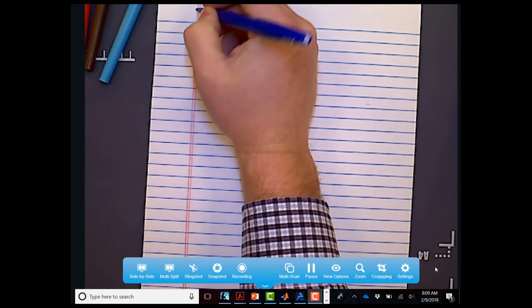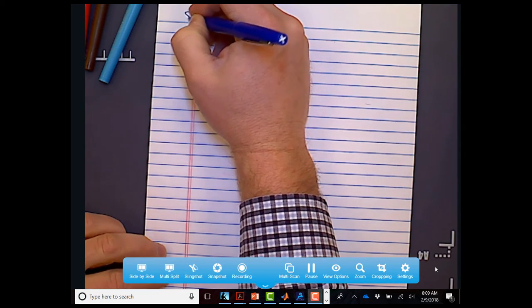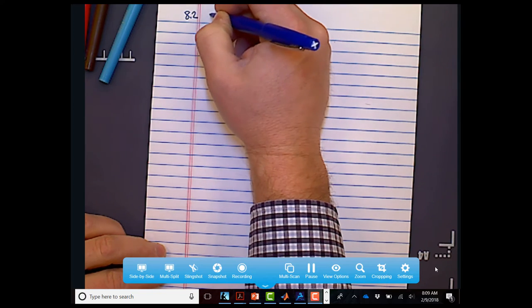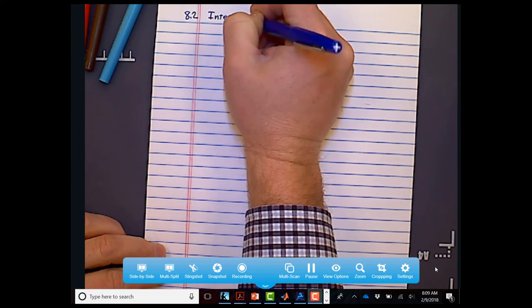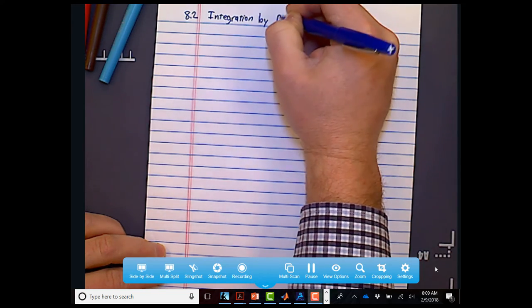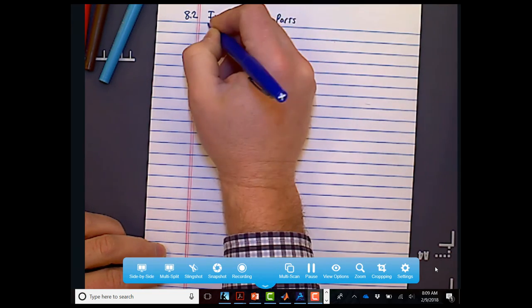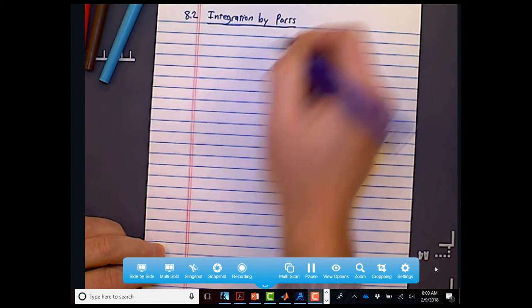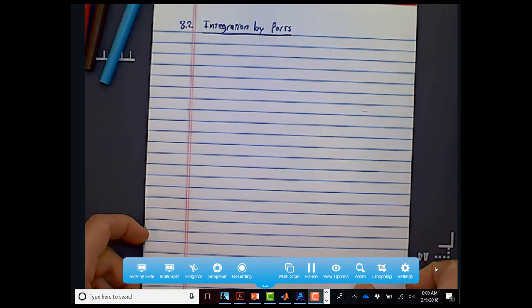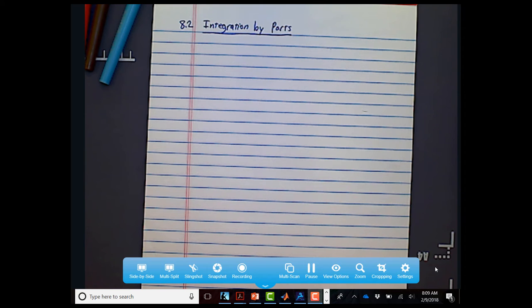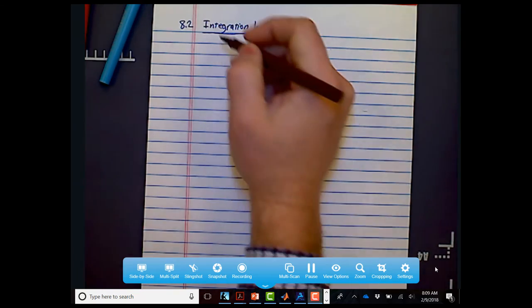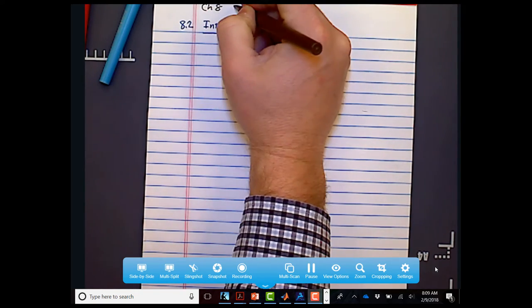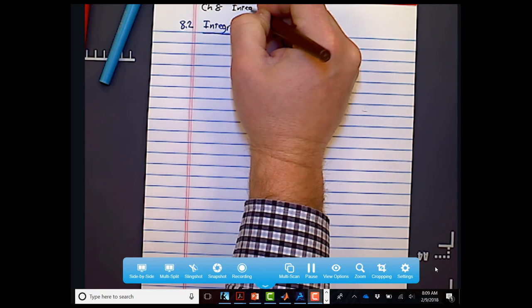So this is going to be, wow, we're skipping to chapter 8, section 8.2, and it's called Integration by Parts. Integration by parts. Now, some people would argue that there's really only two main techniques of integration that you should teach students. Now, chapter 8 is on integration techniques, okay?